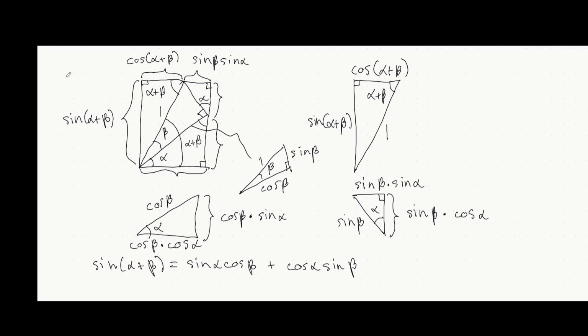So the top side here is sine beta, sine alpha. The bottom side here is cosine beta, cosine alpha. And so cosine of alpha plus beta is what remains when we subtract sine beta, sine alpha from cosine beta, cosine alpha. So just writing everything in the right order so that it appears the same as our formula, we have cosine alpha, cosine beta minus sine alpha, sine beta.